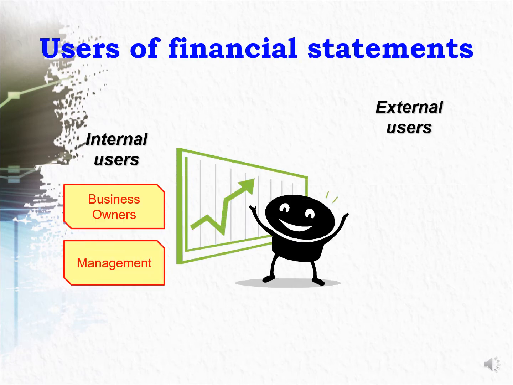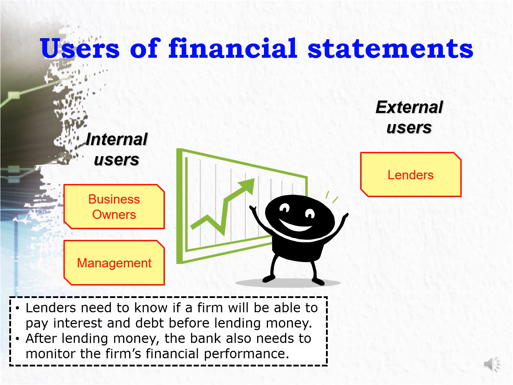The next one, we will talk about the external users, the outsiders of the business. The first one is the lender, who lends money to the firm. The lenders need to know if the firm will be able to pay the interest and the principal before lending the money, so the bank needs to check the financial statement to see the financial stability of the firm. When we want to expand the business but the owner does not have enough money, they will borrow money from the bank.